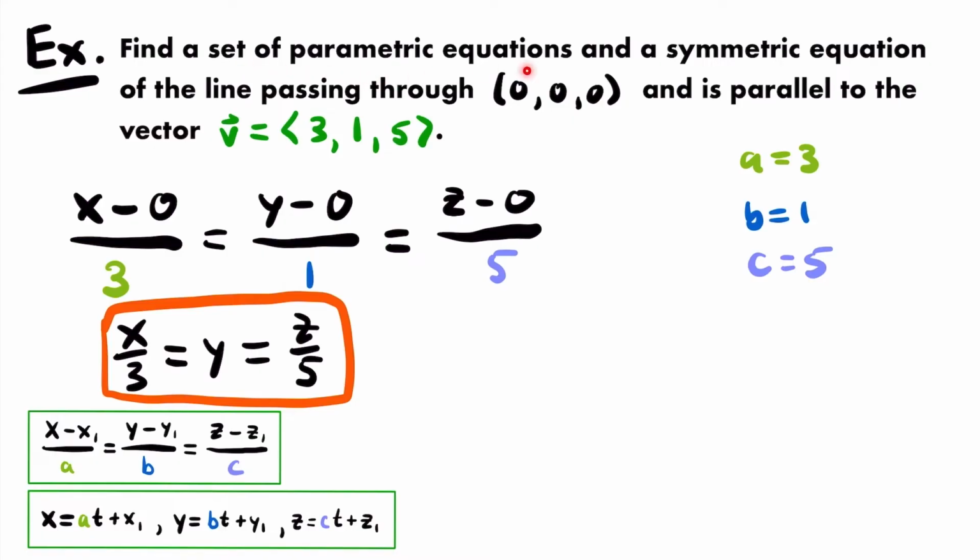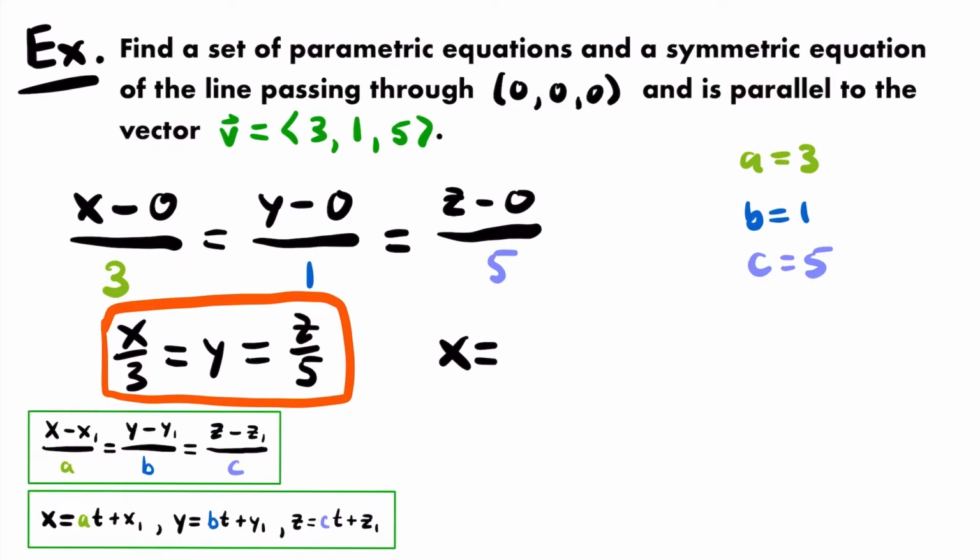but we could also represent it using a set of parametric equations. So let's set those up next. We're going to have x is equal to a times t, so we have 3 times t plus x1. All right, and once again, x1, y1, and z1 are all 0 in this case. So for each of these parametric equations, we're just going to have x equal to a times t, y equal to b times t, and z equal to c times t.